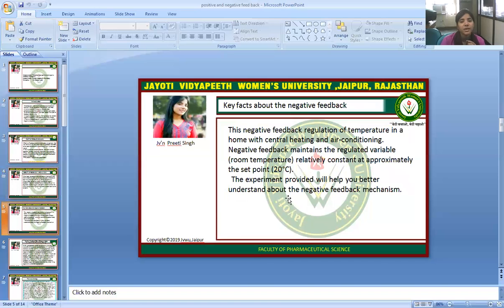So now we come to the key facts about the negative feedback. The negative feedback regulation of temperature in a home with central heating and air conditioning. Negative feedback maintains the regulated variable, room temperature, relatively constant at approximately the set point, 20 degrees centigrade. The experiment will help you better understand the negative feedback mechanism.